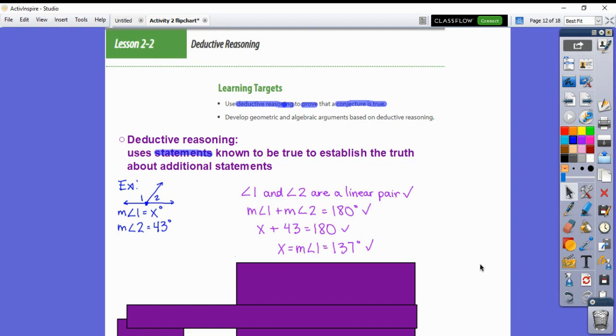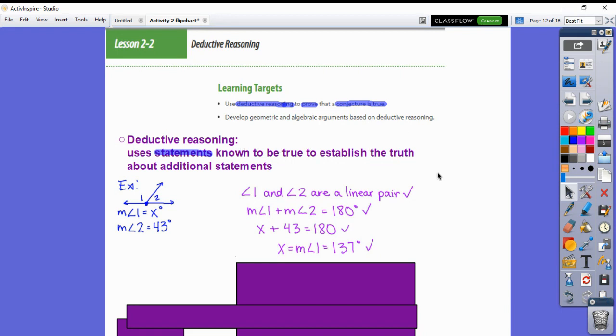So later on, we'll use deductive reasoning to perform what are called two-column proofs, where for every statement we have a reason. We have the why we know this statement is true over here in a separate column. But for right now, we just want you to understand that when you have a situation where you're proving that something is true based on logical reasoning, that's an example of deductive reasoning.